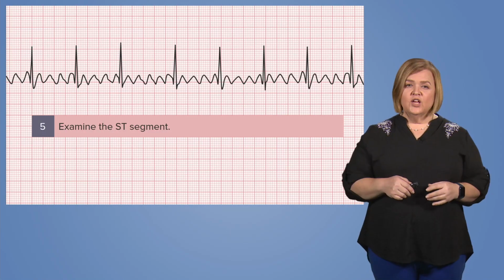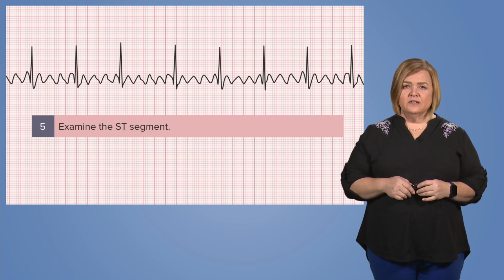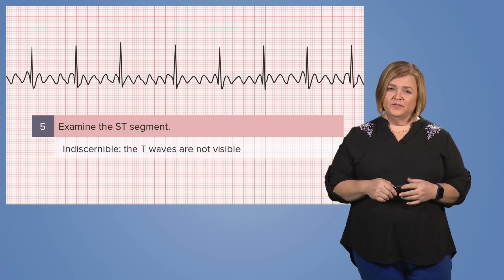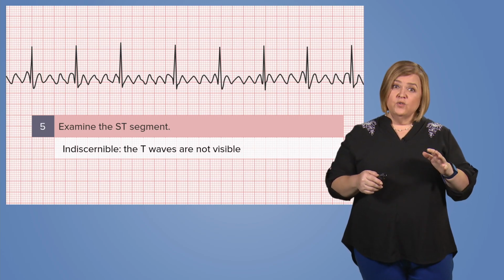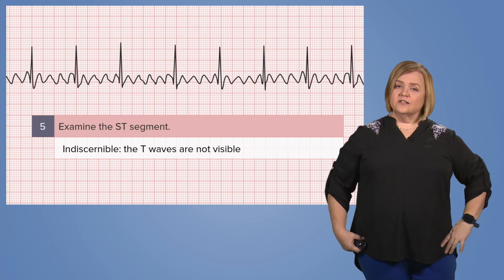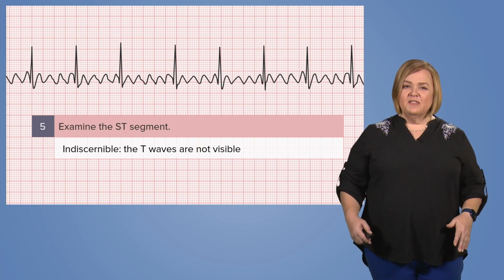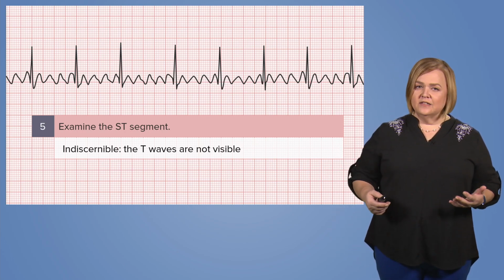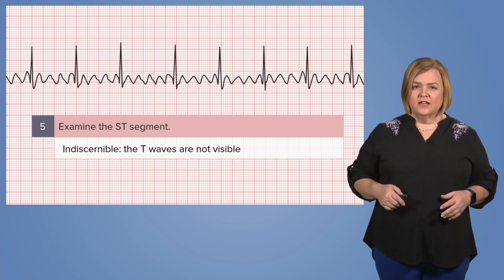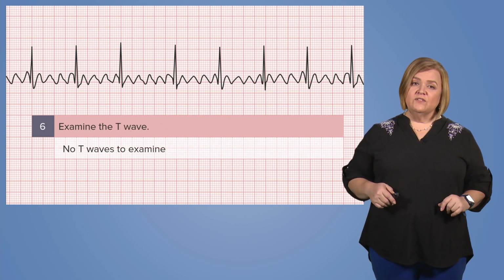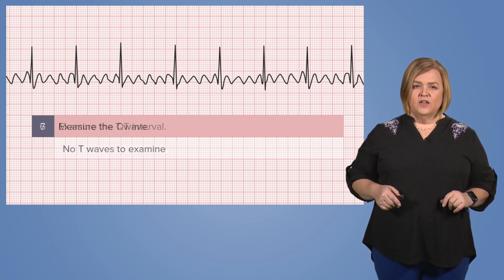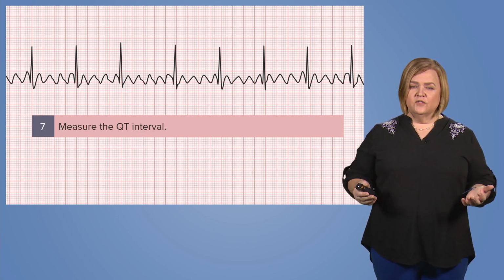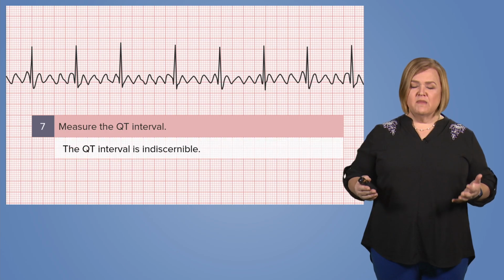Step 5, look at the ST segment. Well, can we? No, it's indiscernible again because we can't see the T wave. Those sawtooth waves are like divas. They're the only ones that want to be visible. That's why we can't see the PR and we can't see the ST or even the T wave that we would normally look at in step 6. So measuring the QT interval is one more thing we cannot measure.